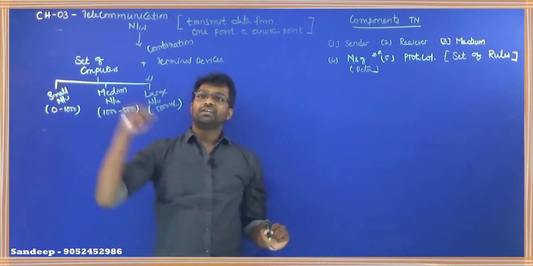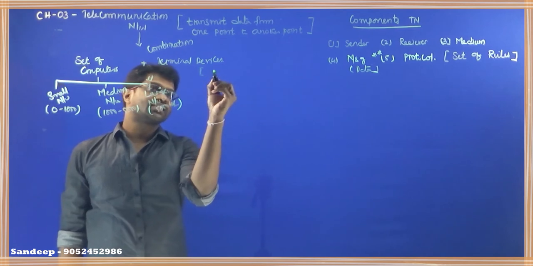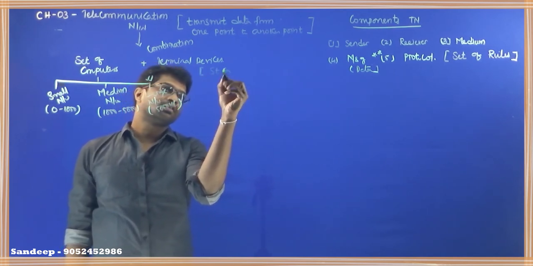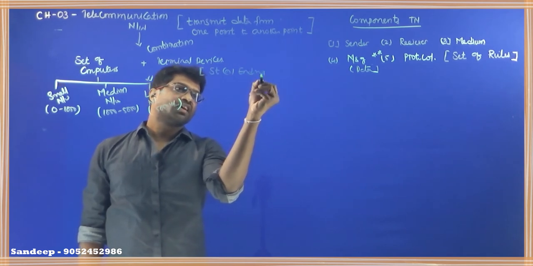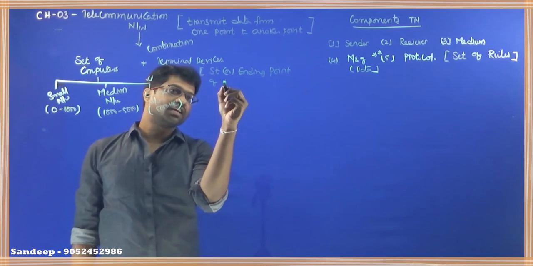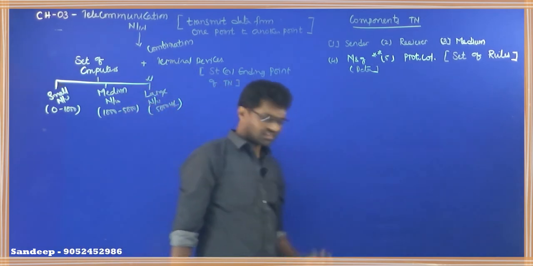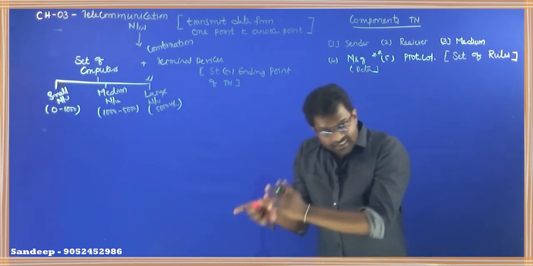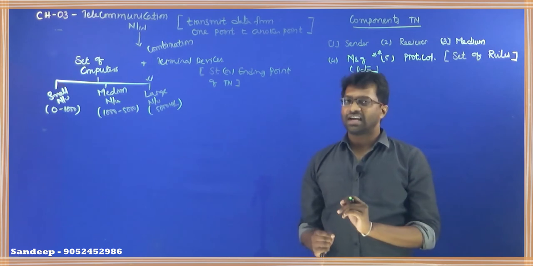So what do you mean by terminal device? A terminal device is nothing but a starting or ending point of a telecommunication network. So what is the definition of a terminal device? Simple. It's either a starting or an ending point of a telecommunication network, that is called a terminal device.